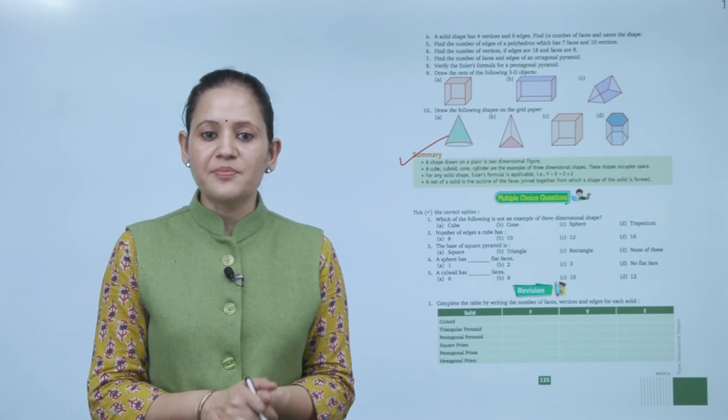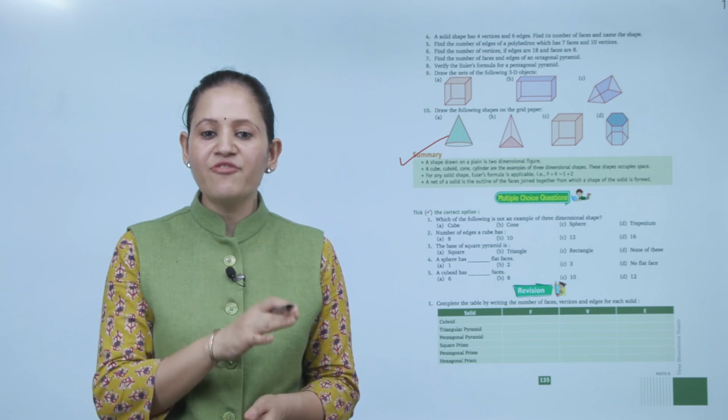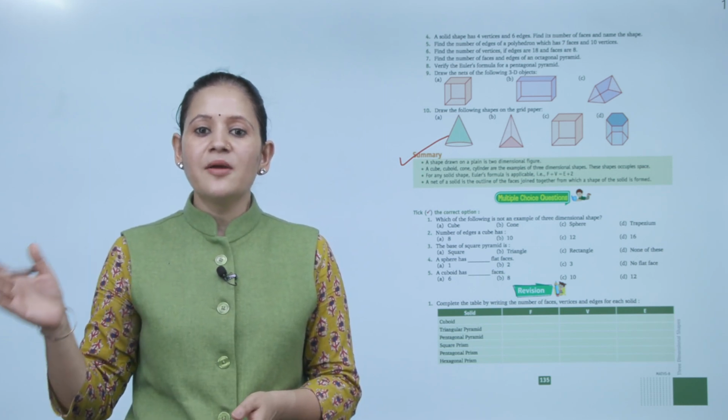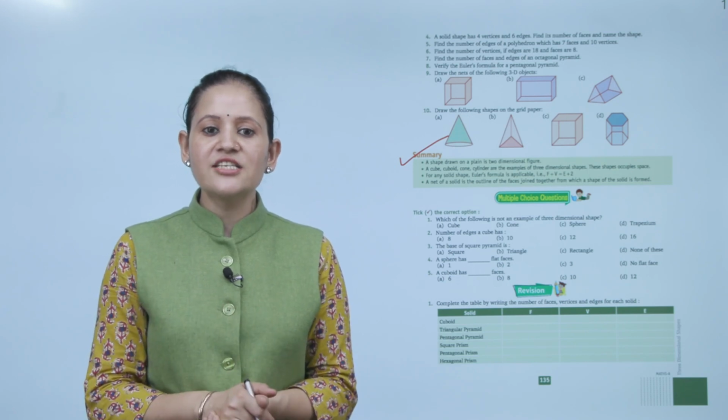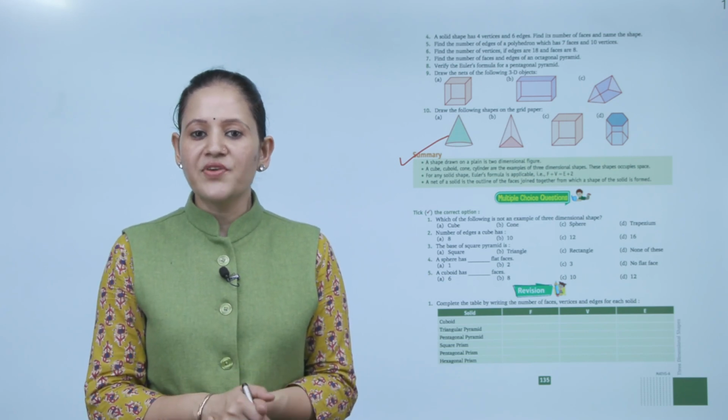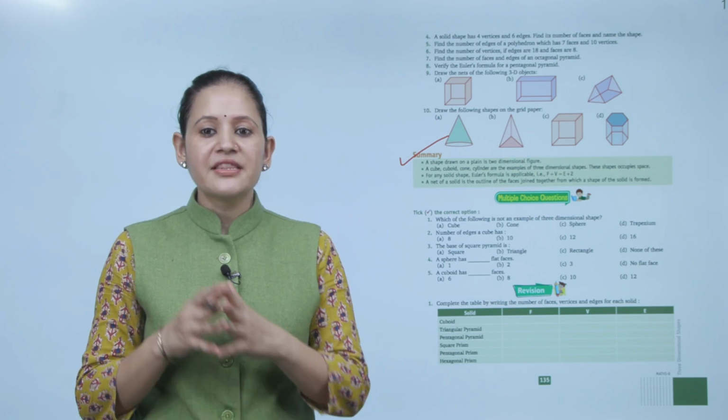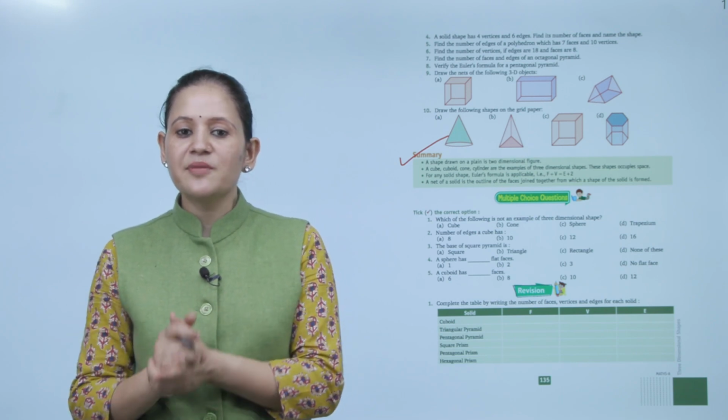For any solid shape, Euler's formula is applied, that is F plus V equals E plus 2, where F is faces, V is vertices, E is edges. A net of a solid is the outline of the faces joined together from which the shape of the solid is formed. Next is multiple choice questions.